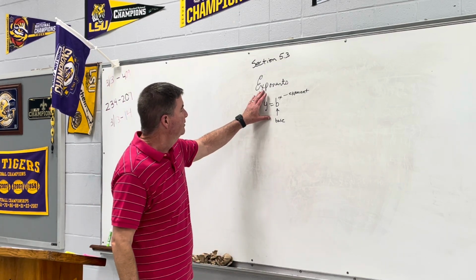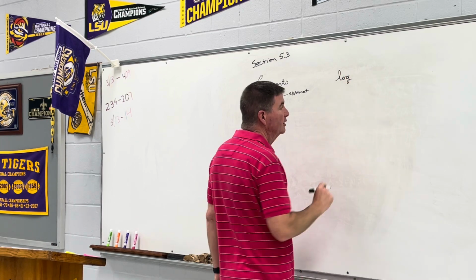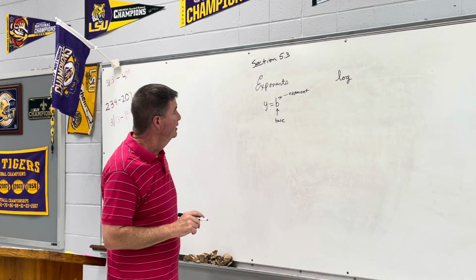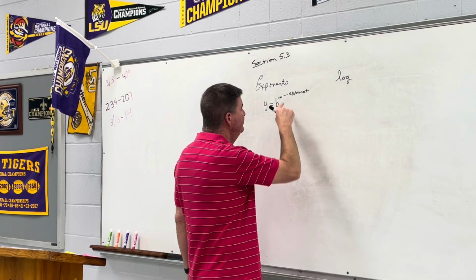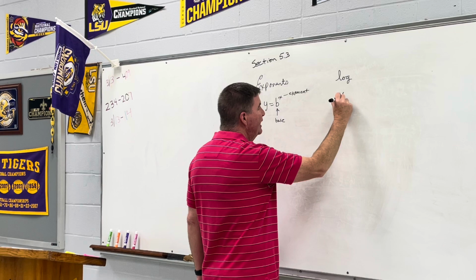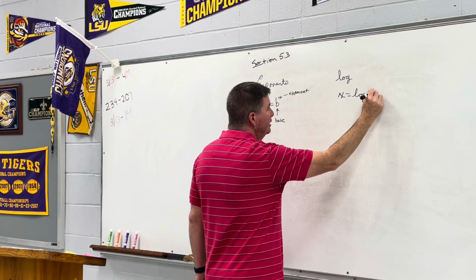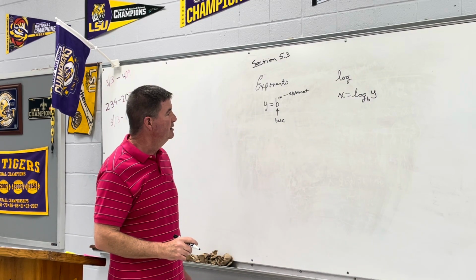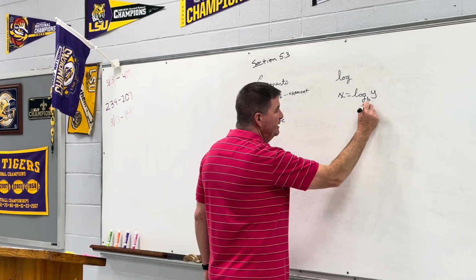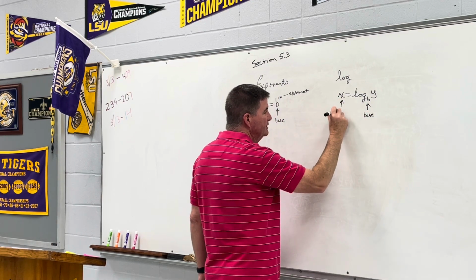This is the exponent form. We're going to look at writing it in logarithm form, log for short. The logarithm form would have the exponent first: x equals log base b of y, where b is the base and x is the exponent.